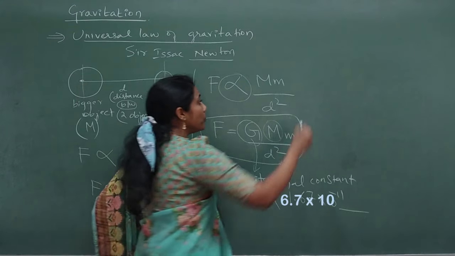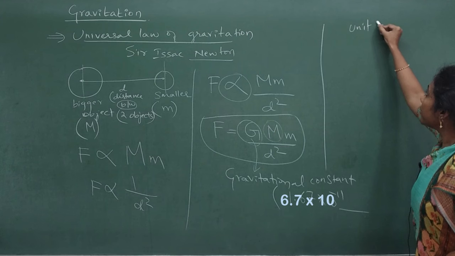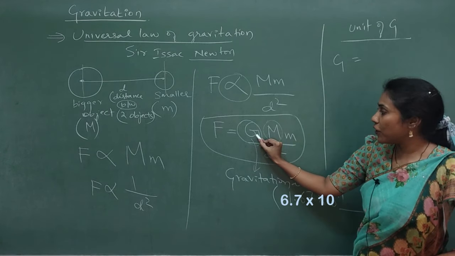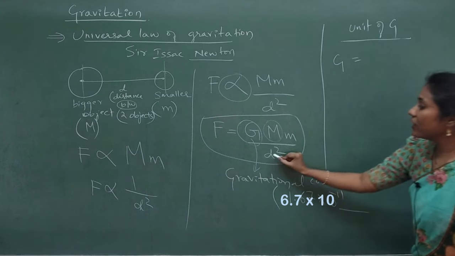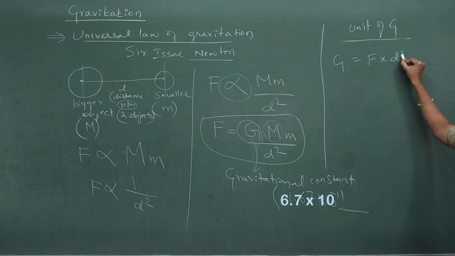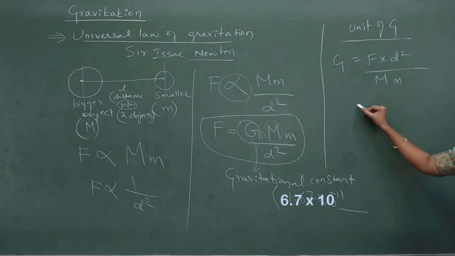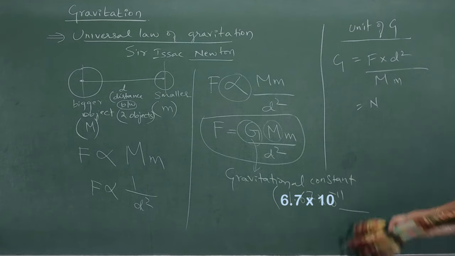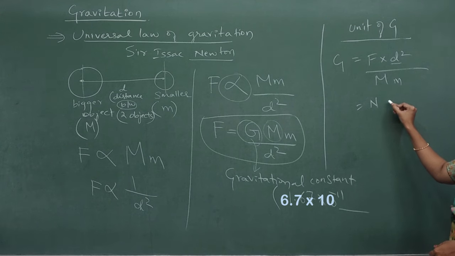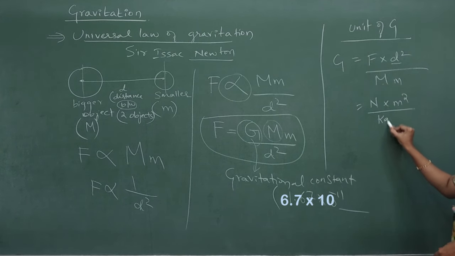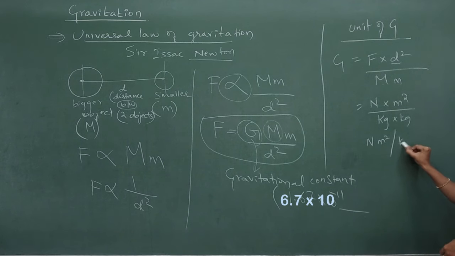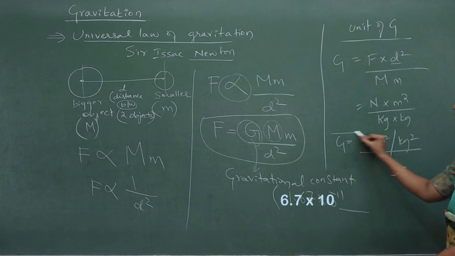Let us derive the unit of G. Here I am rearranging the formula, since I want the value of G. G is equal to F into d square divided by capital M and small m. The unit of force is Newton, as you studied in the previous chapter about force and its unit. d is distance, which is always measured in meters, so d square is meter square. Divided by mass, which is always measured in kg, so kg into kg. So the unit is Newton meter square by kg square. This is the unit for the gravitational constant.